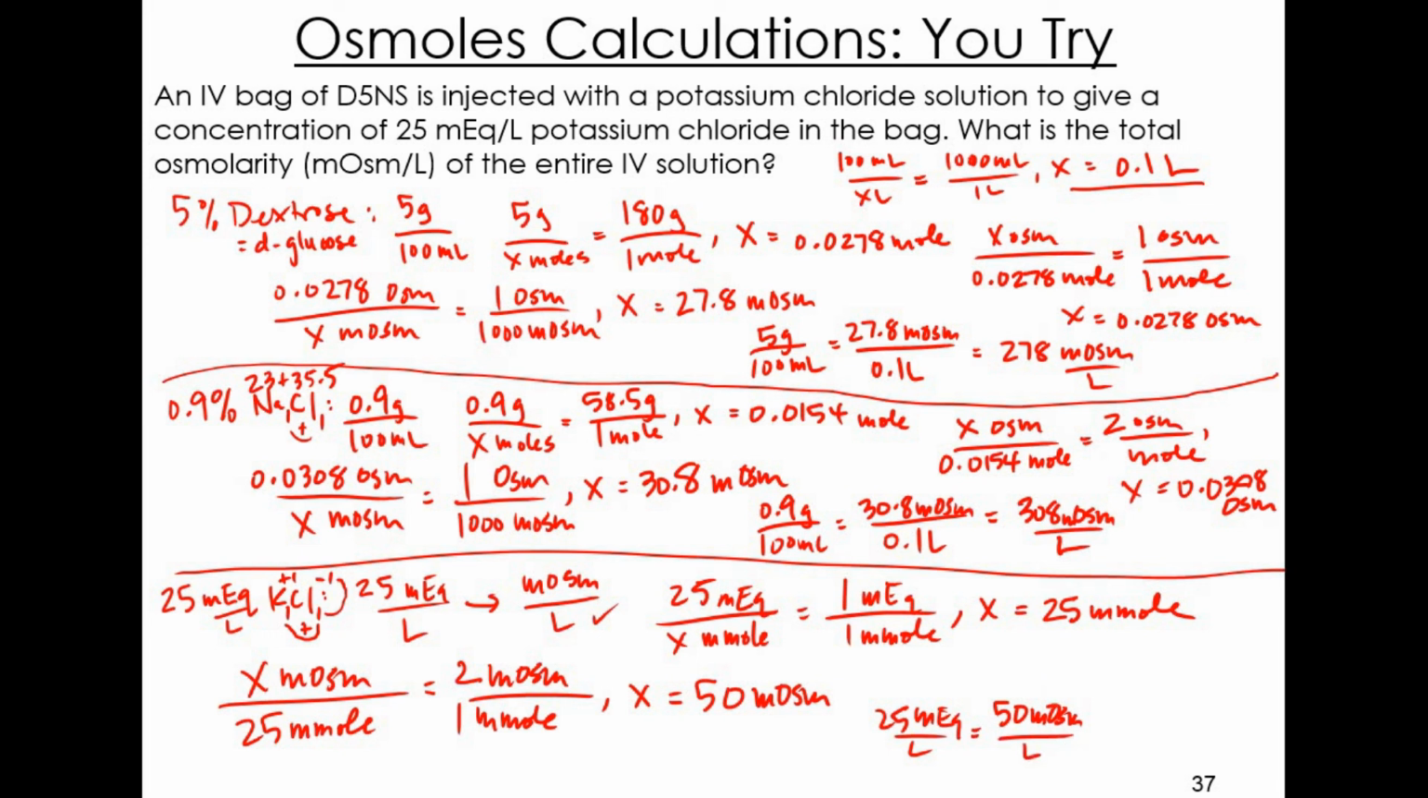All right, now we have the milliosmoles per liter for all three of these, and we can just add them together. Let's just do this in the corner here. 278 plus 308 plus 50. Add all those together, we should end up with 636 milliosmoles per liter.